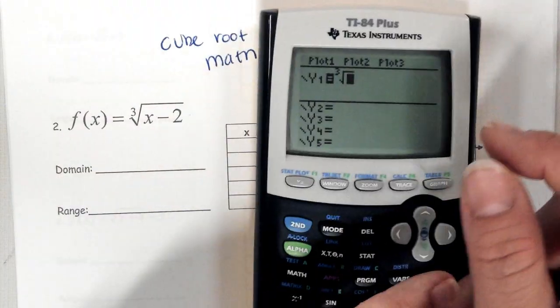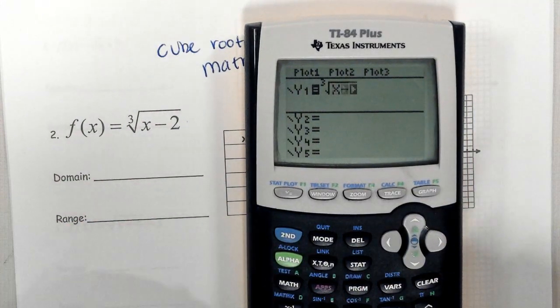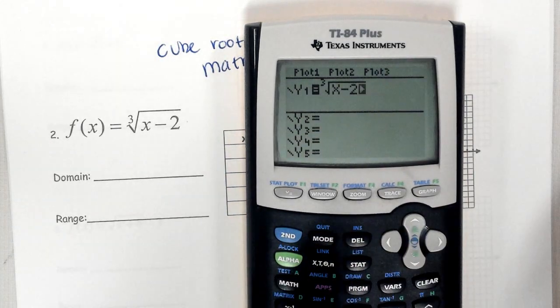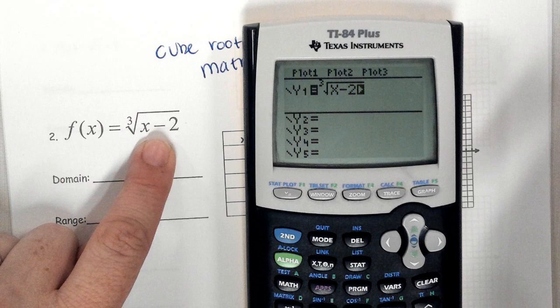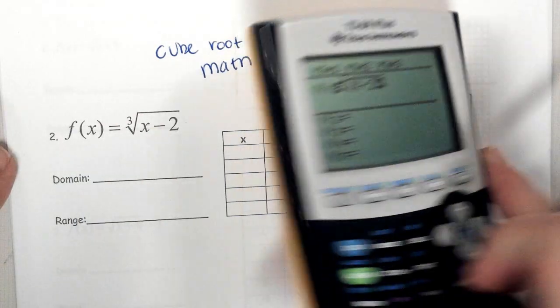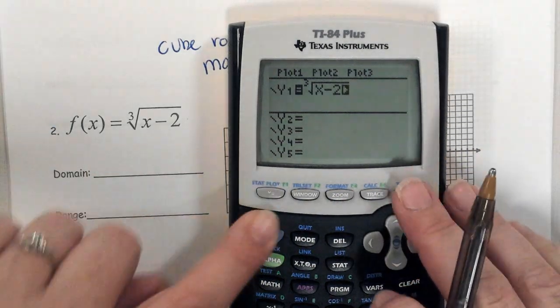There we have our cube root. And then we just have x minus 2 all on the inside. So this one from our parent function would shift right 2, because it's inside and it's opposite. So plus or minus 2 goes to the positive 2. Knowing that, let's go to our table.